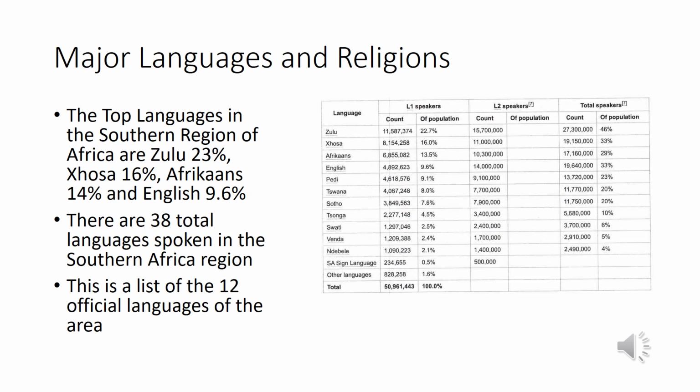In the southern Africa region, there are a total of 38 spoken languages. 12 of them are official languages, and 26 of them are recognized languages spoken all throughout the area. The top languages in the area are Zulu at 23%, Xhosa at 16%, Afrikaans at 14%, and English at 9.6%. Now, Afrikaans is spoken mostly in South Africa.